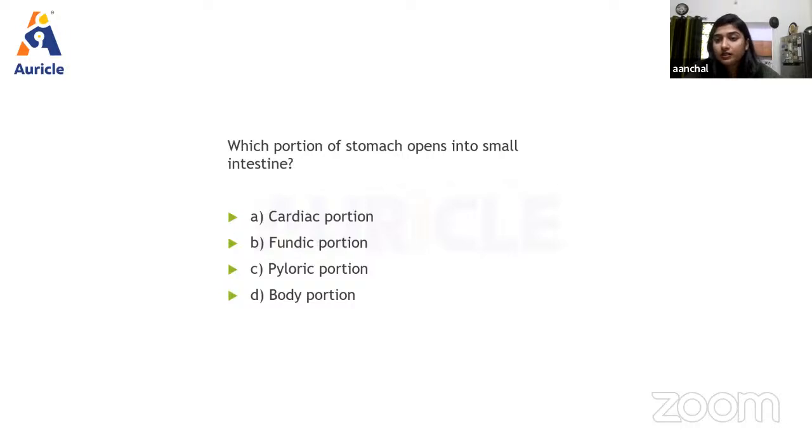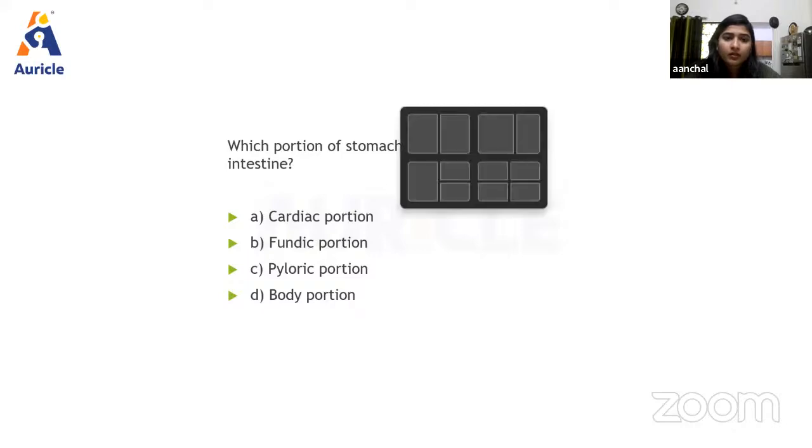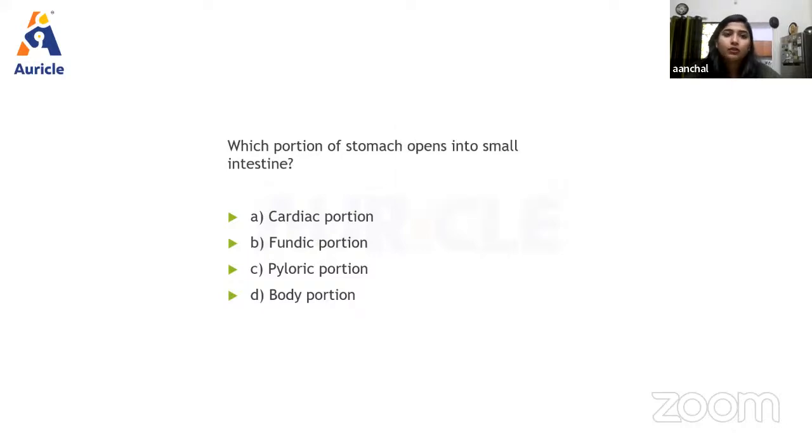Right now, we have discussed a very important structure that is present between stomach and intestine. When the food gets ready inside the stomach, the chyme gets delivered inside the small intestine. The name is related with the sphincter. Yes, I got the answer. Pyloric sphincter. Correct. So the answer will be pyloric portion.